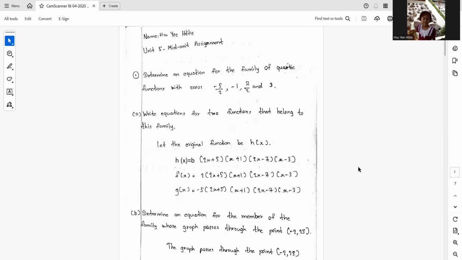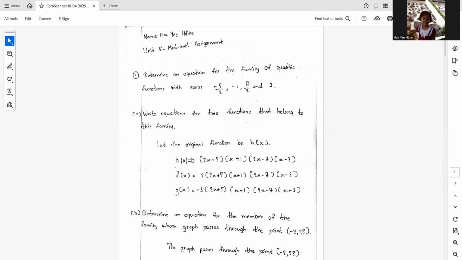For question number one, determine an equation for the family of quadratic functions with zeros -5/2, -1, 7/2, and 3. For question A, the question said to write equations for two functions that belong to this family. So we have to write two functions with zeros -5/2, -1, 7/2, and 3.